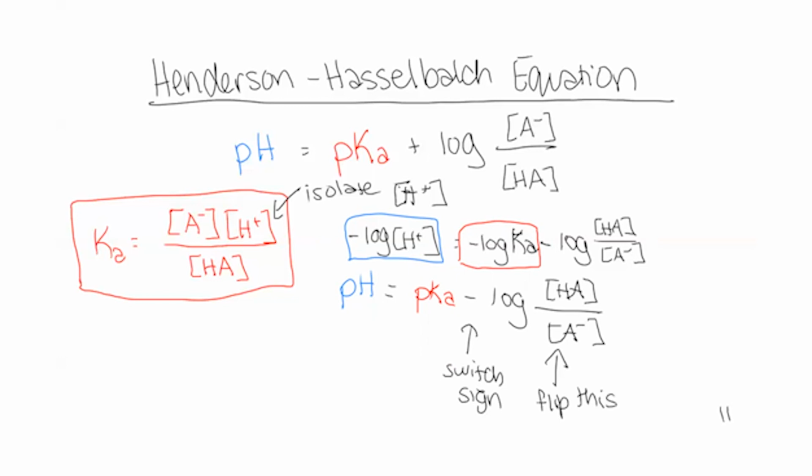And this is just one of those logarithm math things, where if we want to go from a negative log to a positive log, we're flipping this, and then since we're going from negative to positive, we're switching this. And so what this is going to give us is that the pH is going to be equal to the pKa, plus the log of the conjugate base over the conjugate acid.